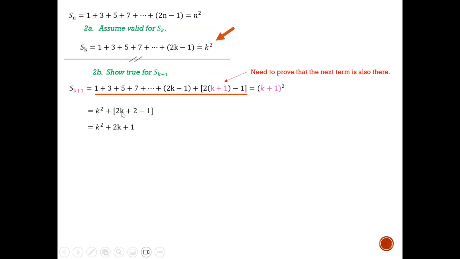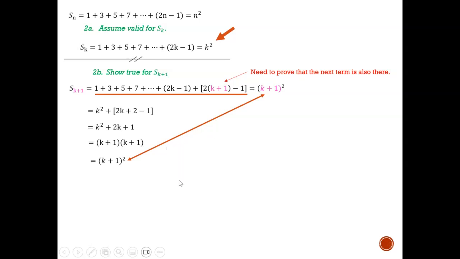So this gives us, guys, k squared plus 2k plus 1. Now you need to factor it. To factor it, it's going to be (k plus 1) times (k plus 1), which will give us (k plus 1) squared. You see, guys, they match. That means that's how you prove it.